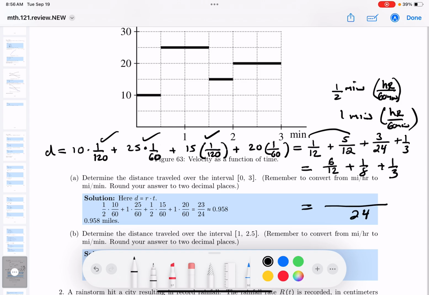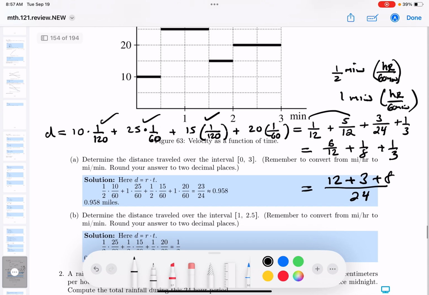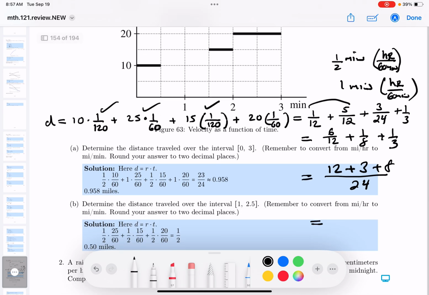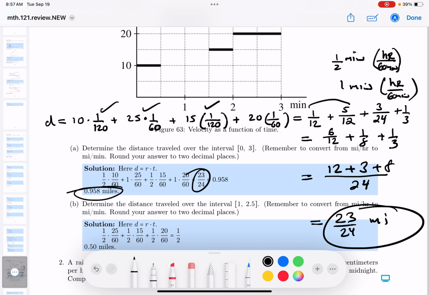All right, I didn't reduce the 6/12, but you could do that. It's still going to be 24 on the bottom. So what are you going to get? It's going to be 12, then 3, and then 8. What does that give you? Let's see, 23, right? 23 over 24 miles. There's no need to use a decimal, but if you want, you can. What's the answer here? 23 over 24. They do an approximation, by the way, and that's fine.